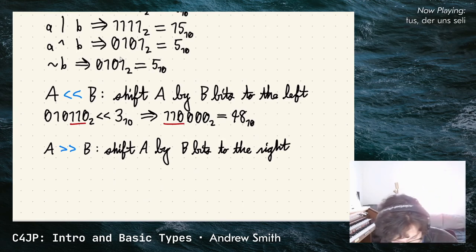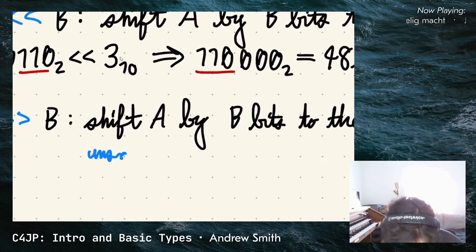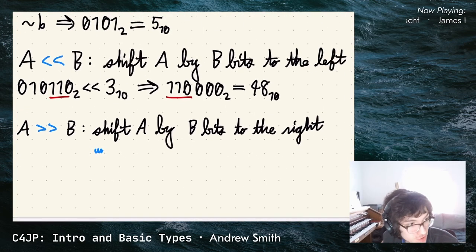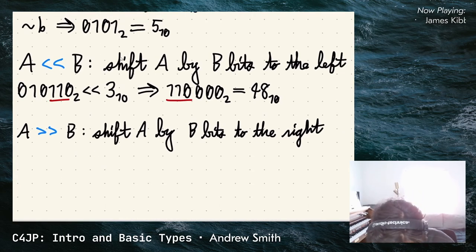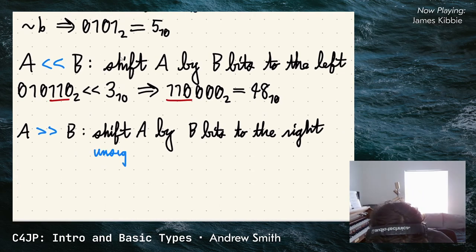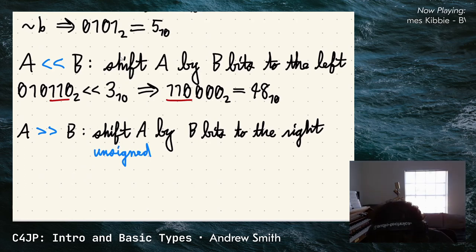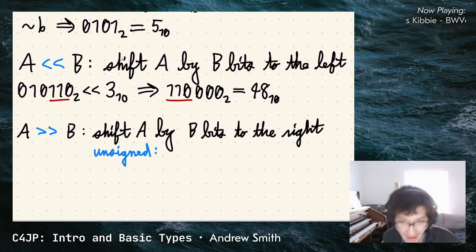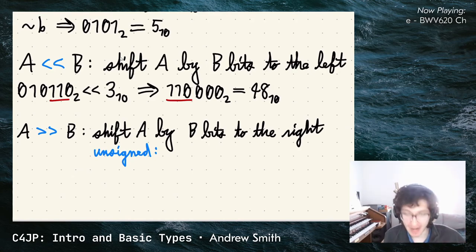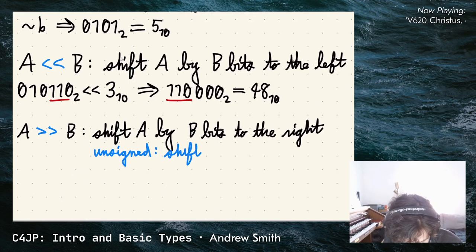So, if we have an unsigned integer value, the values that we supply to the left, after we've shifted our values down to the right, is always going to be zero. And so we're going to shift in zero.